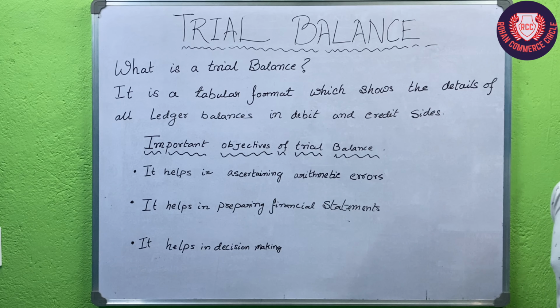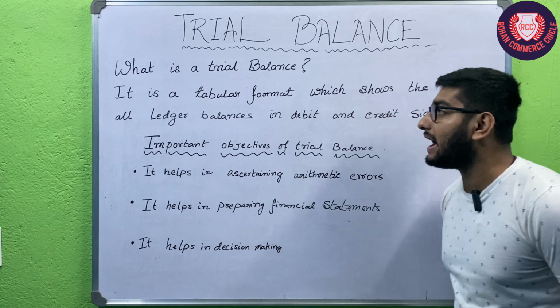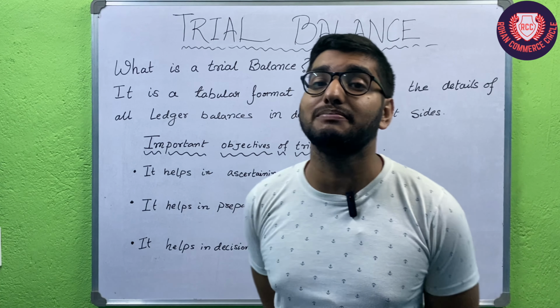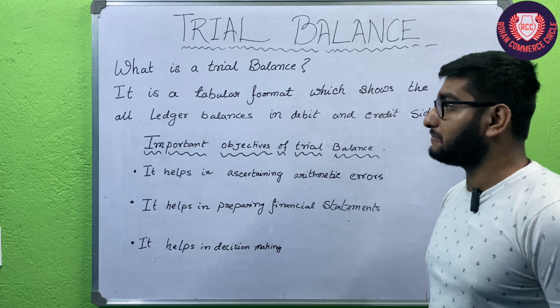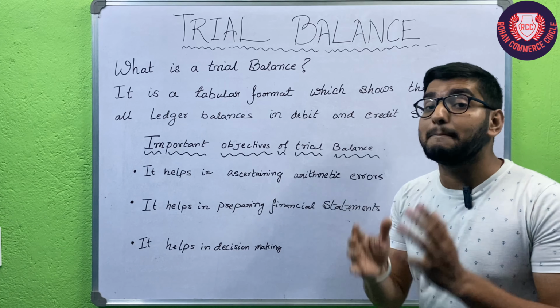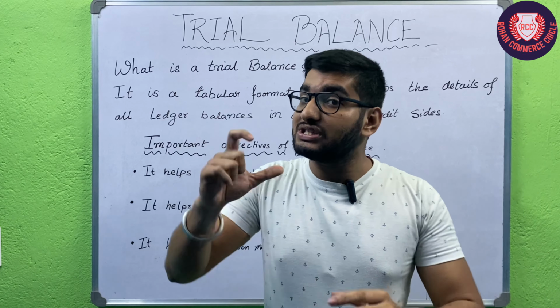A trial balance is a table. It is written that it is a tabular format which shows the details of all ledger balances in debit and credit sides. That means it is a table, right? It is a table which shows the balances of ledger. That means we have done ledger, we have just balanced it out.